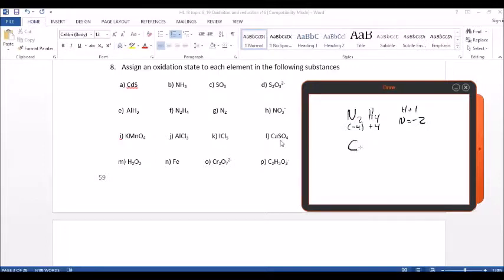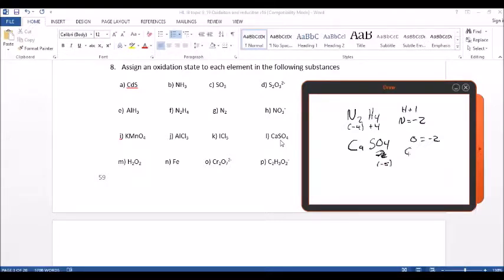Calcium sulfate. There's a few ways you could do this. You could figure out the sulfate ion by itself first, but kind of like the last example I worked through with you, we're going to give oxygen a -2. That's a total of -8 from the 4 oxygens.